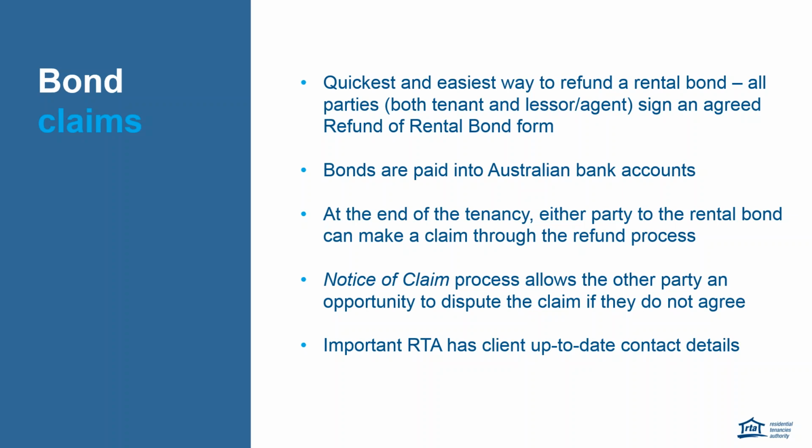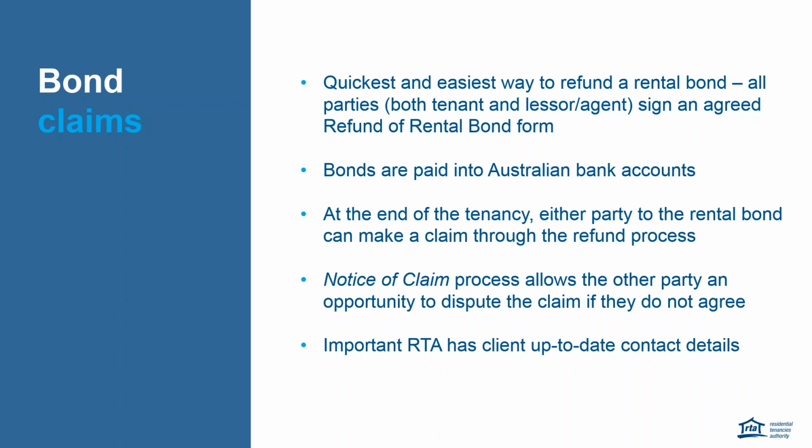Should the RTA receive a refund form with only one side's signature, we will then write to the other person and ask them whether they agree or they don't agree. This is what we call a notice of claim process and allows the other party 14 days to respond to the claim. That's outlined under section 136 of our Act, but we encourage both agents and landlords to talk with their tenants if there is going to be a claim on the bond, and share any of the invoices, photos, documentation or evidence so that the tenants are aware of any claims.